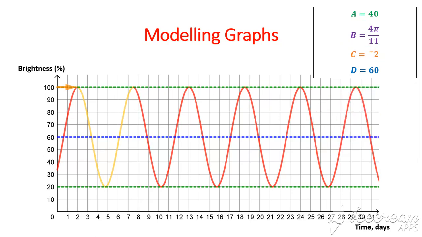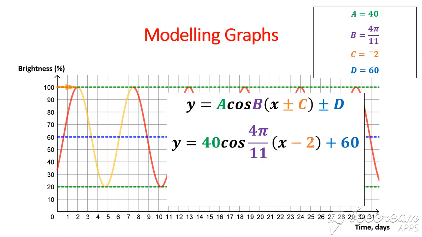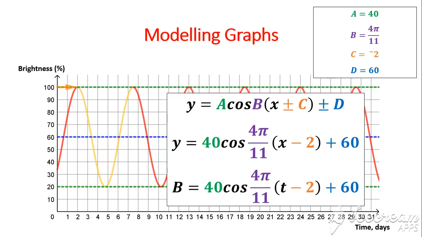Right, well we've worked out A, B, C and D, so let's put it all together in this formula to get y is equal to 40 cosine of 4 pi over 11, times brackets x minus 2, close bracket, plus 60. Now, we don't use y's and x's anymore in modeling, so let's replace y with B for brightness and x with t for time in days.